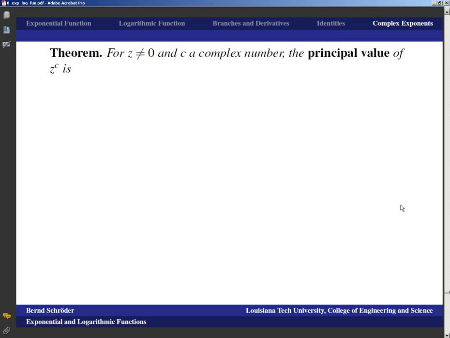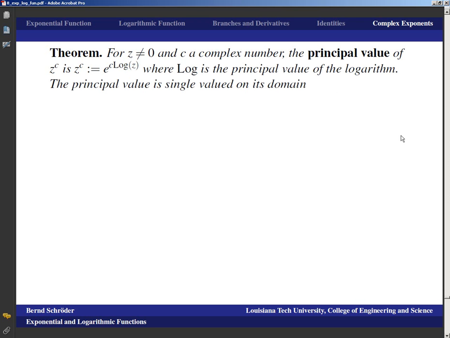Also for non-zero complex numbers z and complex exponents c, the principal value of z to the c is z to the c being e to the c times the principal value of the logarithm of z. So that also is very consistent and reasonable to get the principal value of the power. We use the principal value of the logarithm. Right, and so you notice again, we already saw that here because the logarithm was capitalized.